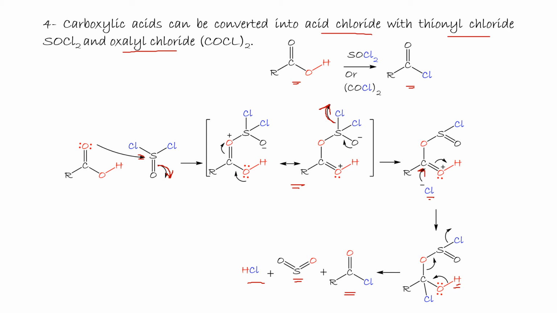So these two electrons forming double bond, cleave this bond and forming here double bond with the loss of Cl minus, with H plus forming HCl, SO2 here, and then leaves acid chloride.